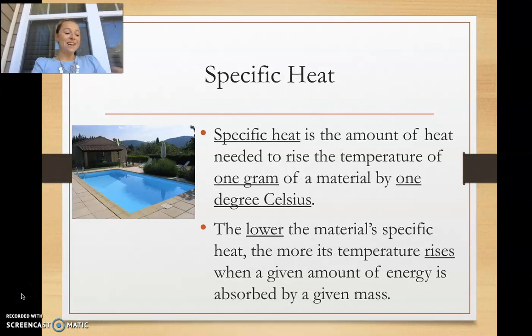Good morning, y'all. It is a beautiful day out on Miss Scott's porch. So I'm gonna be out here teaching this lesson today.